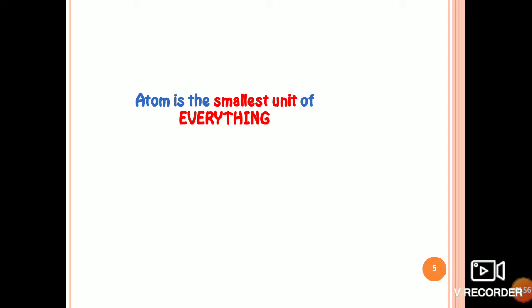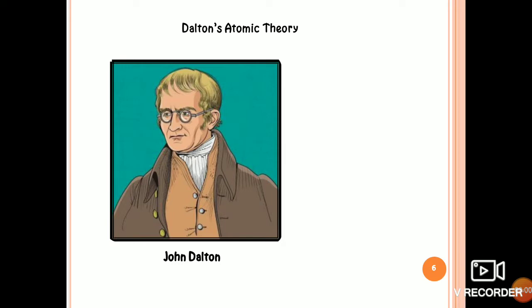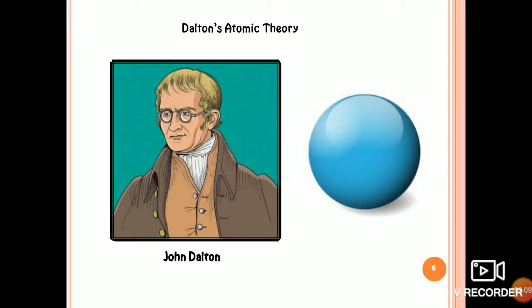Next is Dalton's atomic theory. The first scientific theory about atoms was given by a scientist named John Dalton. He said that an atom is a solid hard sphere. It is neutral, so it has no charge in it. According to Dalton, an atom is a solid hard sphere. Along with it, he gave some other points about atoms.